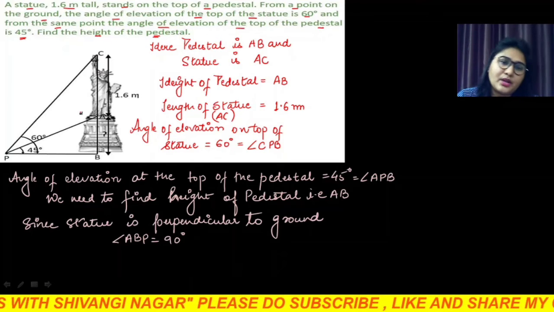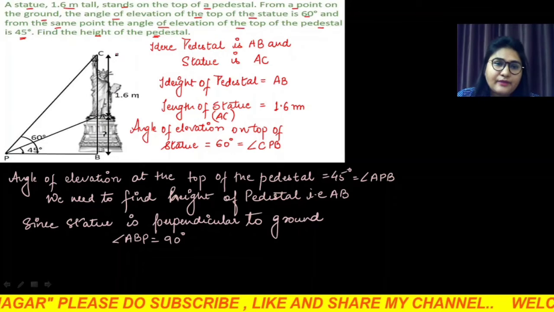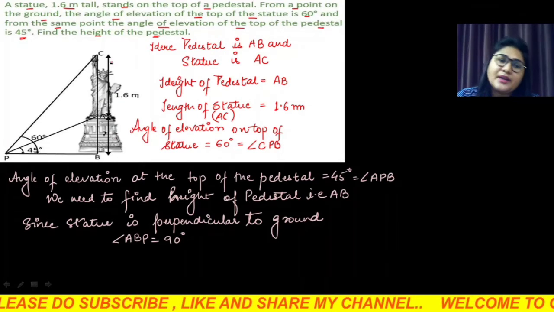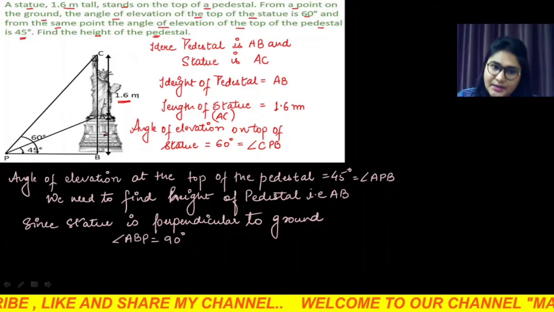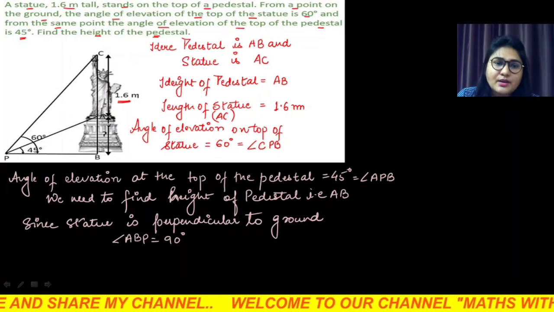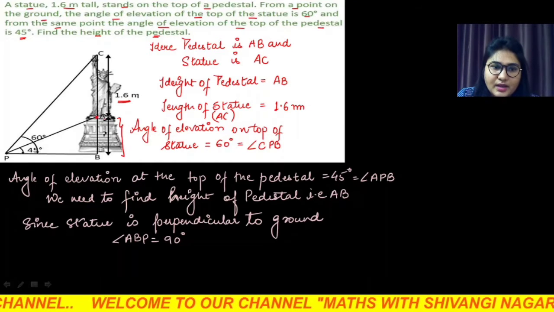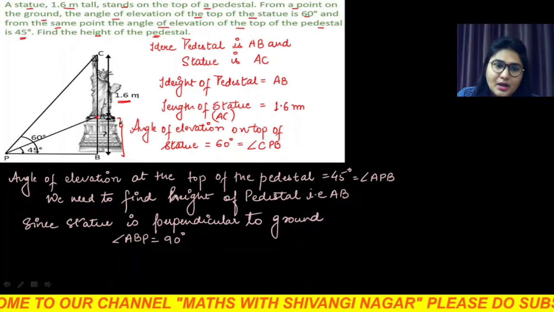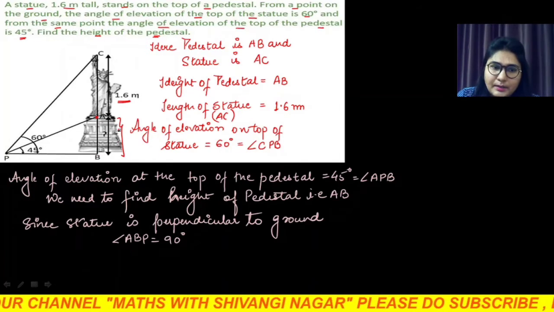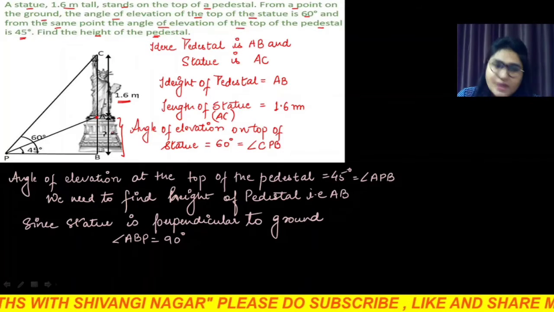Now see here, I have made the diagram already. What we have is this statue, and this statue height is 1.6 meter, and it stands on a pedestal. This is the pedestal AB. I have marked the top of this pedestal as A, and the bottom of this pedestal is B. So this AB is the pedestal, and this AC which is placed on the top of it is the statue.